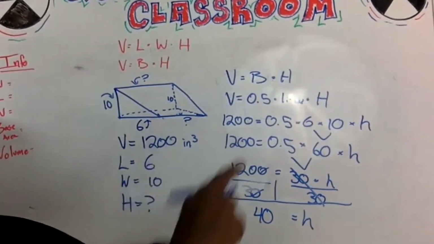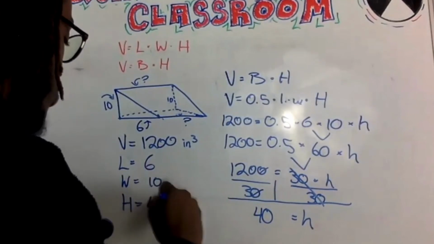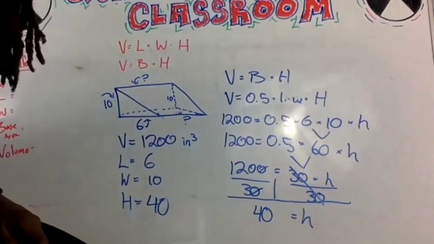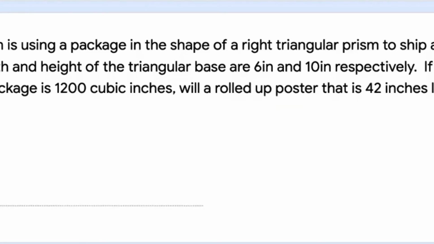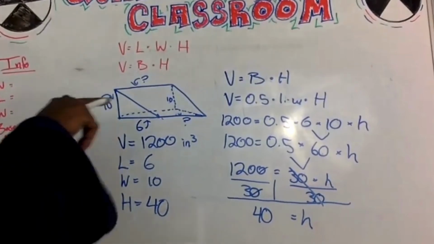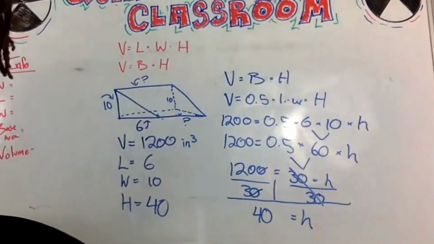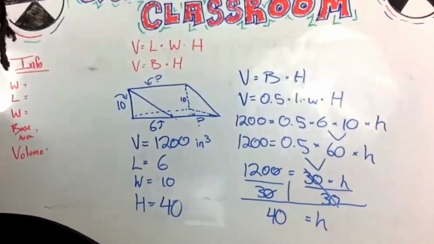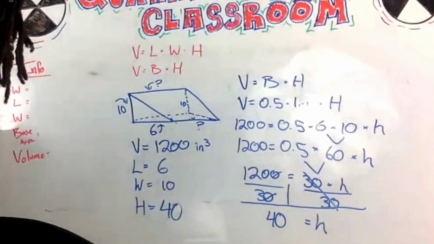We could throw this back into the original equation to make sure that it works. But if the height is 40, let's go back to what the original question is asking us. The original question says, will a rolled up poster that is 42 inches long fit in the package? Now, that is a question that we can answer because the thing that's trying to go inside of this prism is 42 inches long, which means it's 2 inches longer than what our triangular prism can hold. So the answer to that question would be no, it's not going to fit, because the poster is 2 inches longer than the prism itself, it wouldn't be able to fit inside of the box.